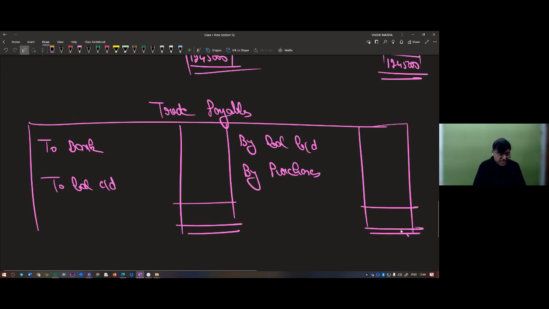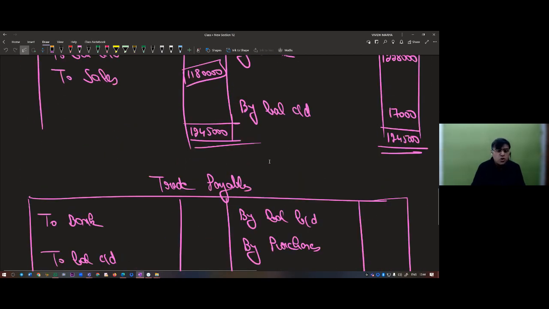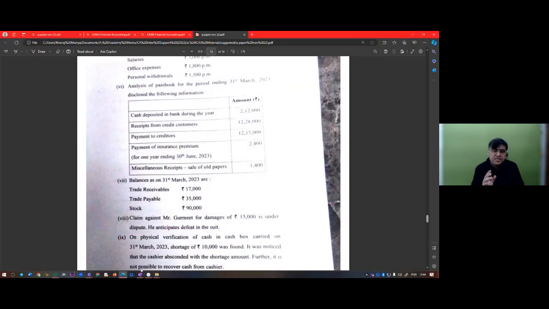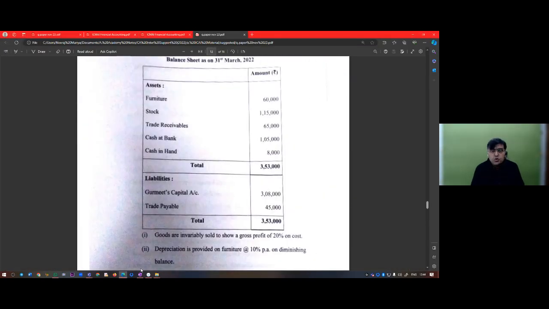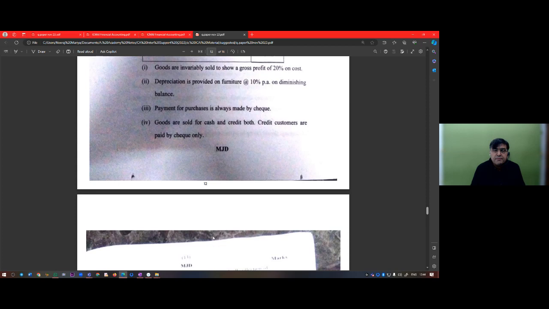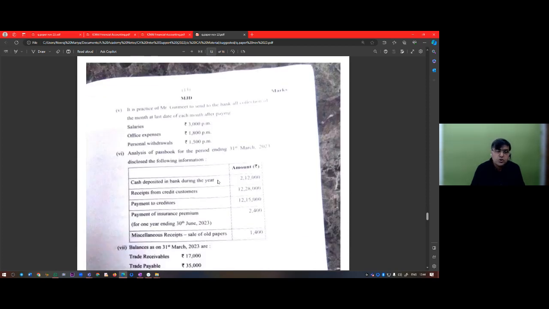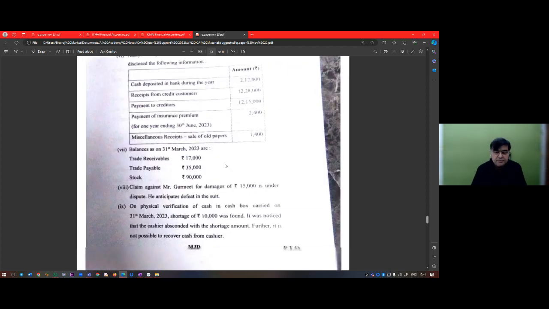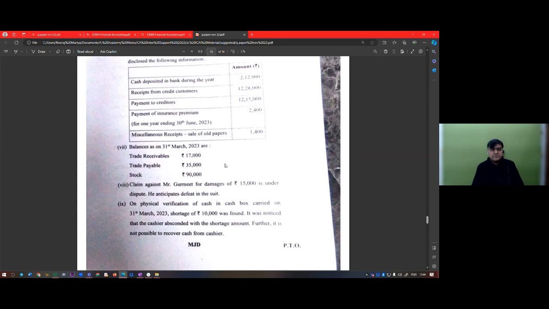Here you will find the purchases. You will find the closing stock. What else? Everything is given. Opening stock is 115. Let's see. Gross profit rate is given. Purchases are given cash or credit. Personal expenses, cash received, collected, gone into the bank, insurance, miscellaneous. Okay, we'll find something. Yes, we can. Let's do it.